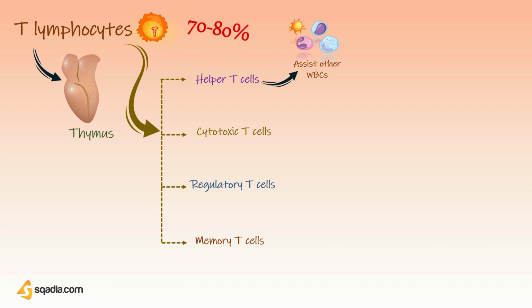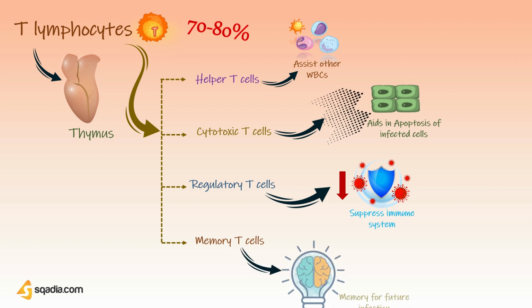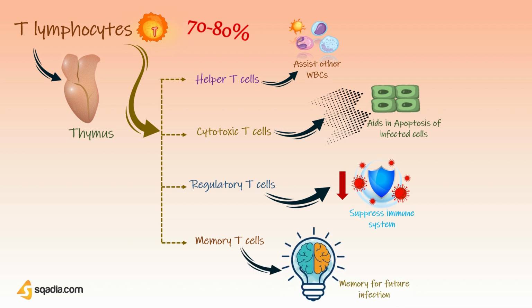Cytotoxic T cells destroy infected cells and tumor cells by release of perforins and granzymes that induce the apoptotic pathway. Regulatory T cells actively suppress activation of the immune system and prevent autoimmune reactions. And memory T cells stay inside the body and act as memory for future infection.